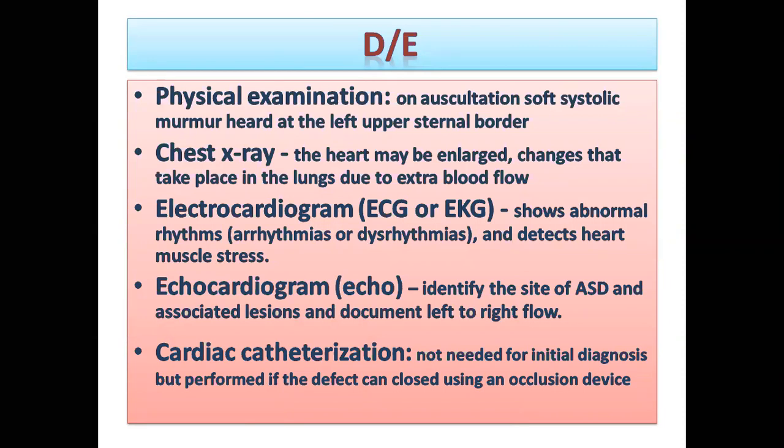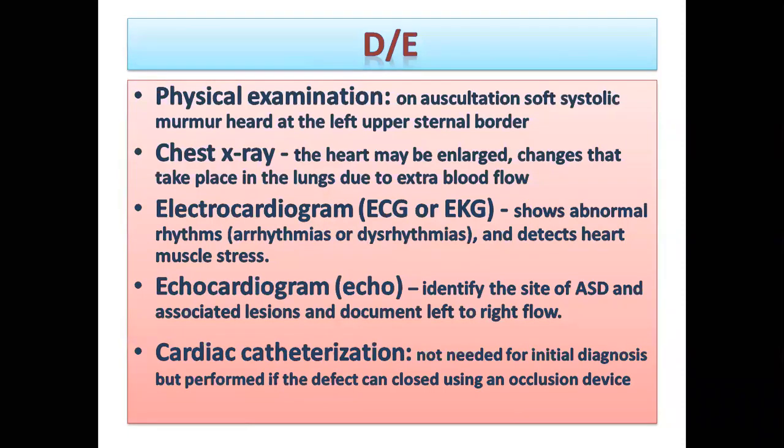The next, electrocardiogram, ECG or EKG, shows abnormal rhythms, arrhythmias or dysrhythmias, and detects heart muscle stress. Due to that, the ECG automatically gives us the variations in the rhythm cycle of the readings.